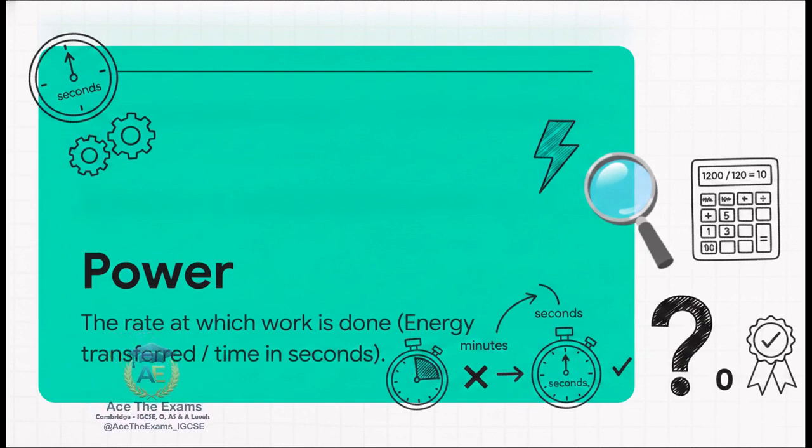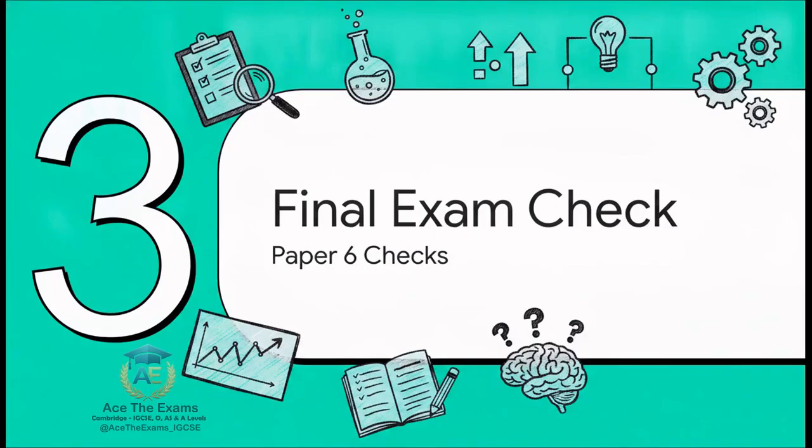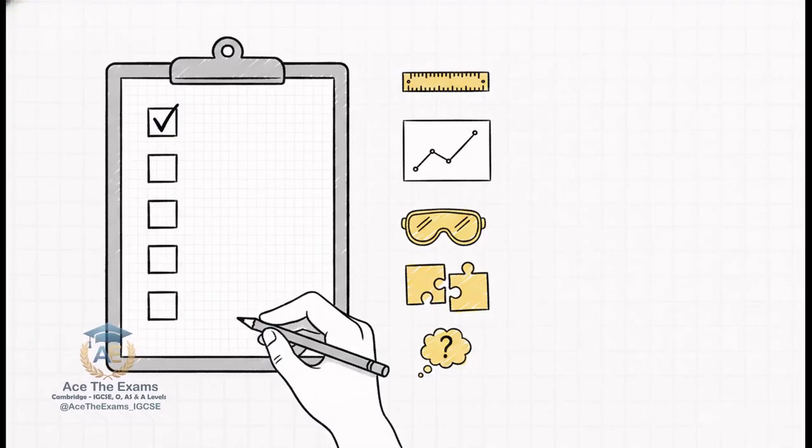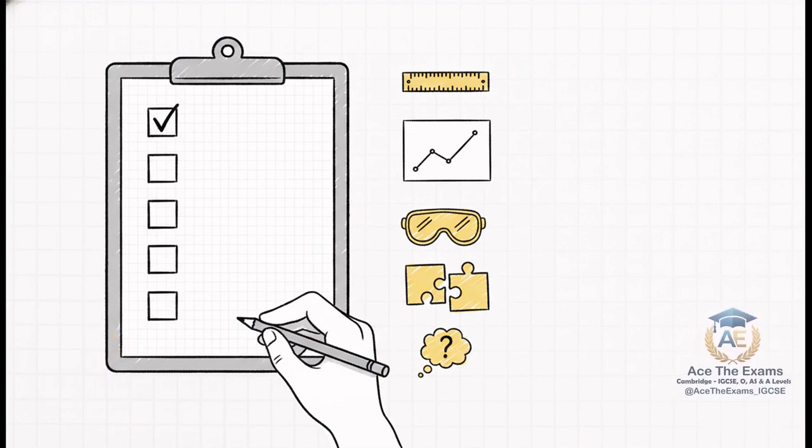All right, finally, let's look at the practical checks. Section 3, the final exam check, specifically for Paper 6. Consider this your mandatory final exam checklist. You have to run every single physics answer through this filter. First up, did I include units for every numerical value? Second, did I verify my significant figures actually match the data given in the question?